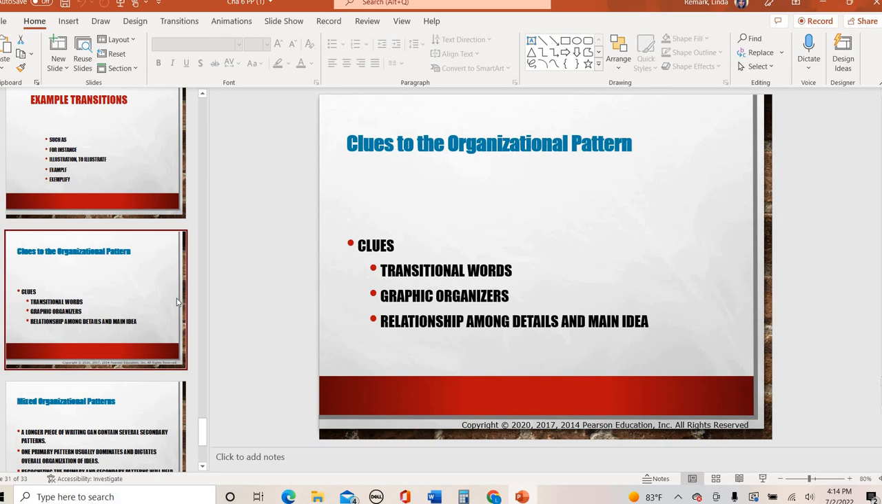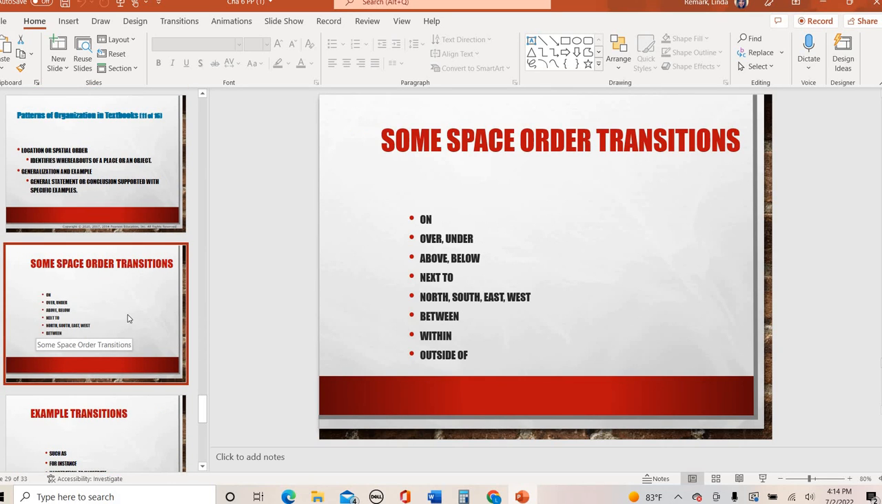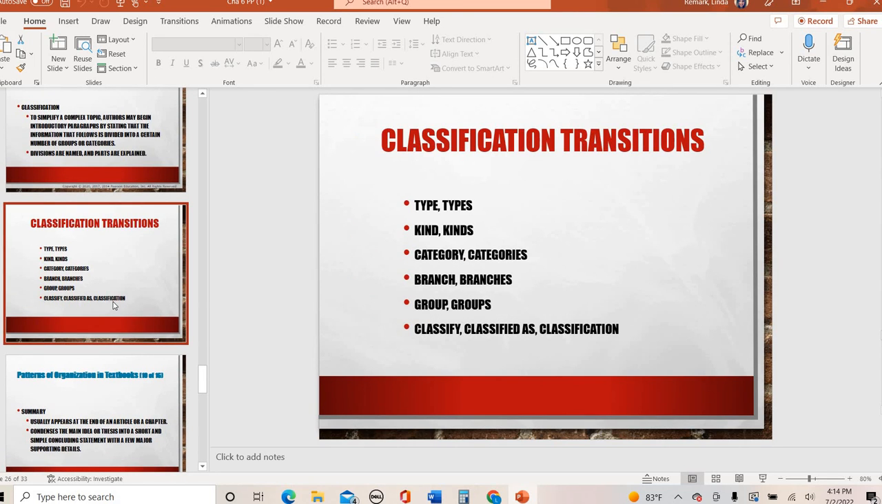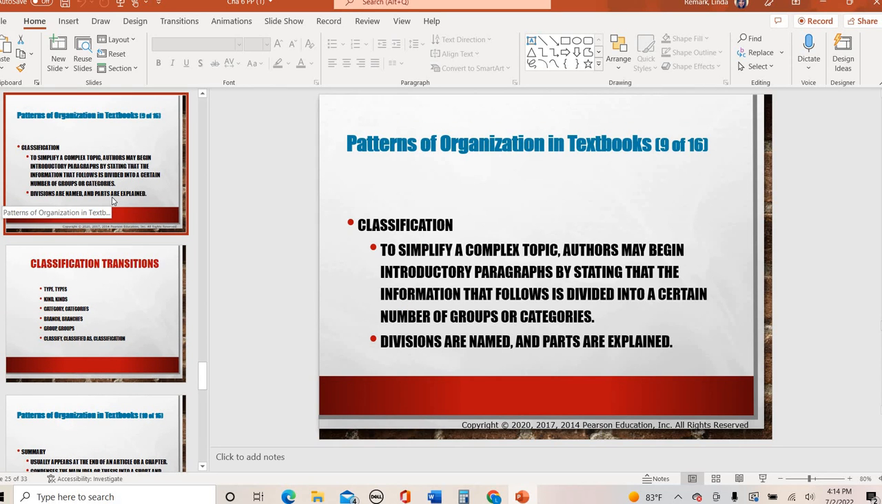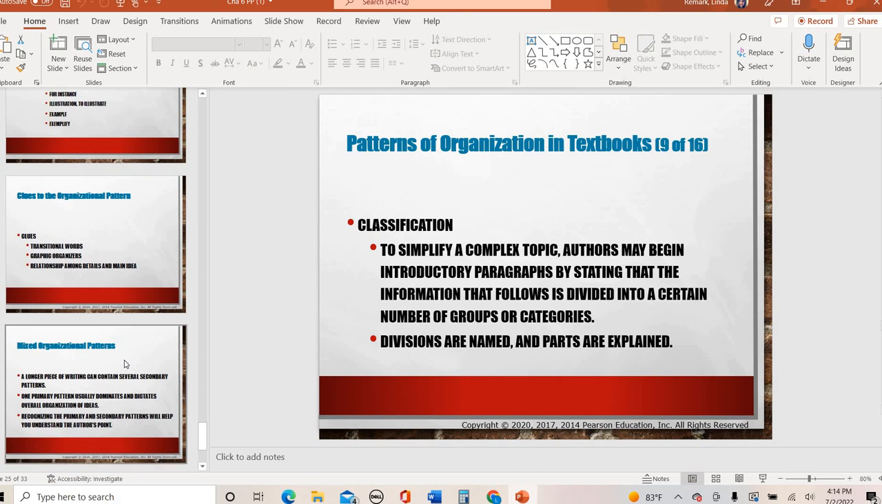sorting through, because as I've gone over this chapter with many classes, it's not a very difficult chapter. There's just a lot of details. It's just really starting to understand, oh, when an author says something like between or inside or outside, they're using spatial order. Or when an author is using words like types and categories, they're classifying. It's just really getting familiar with those types of words and what they identify.